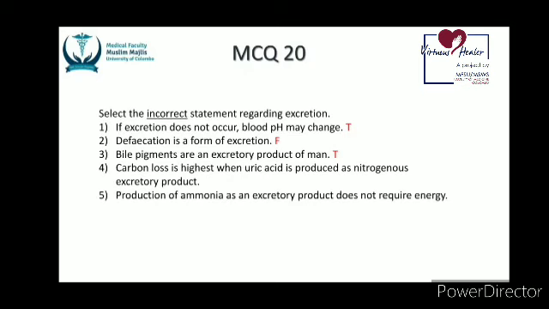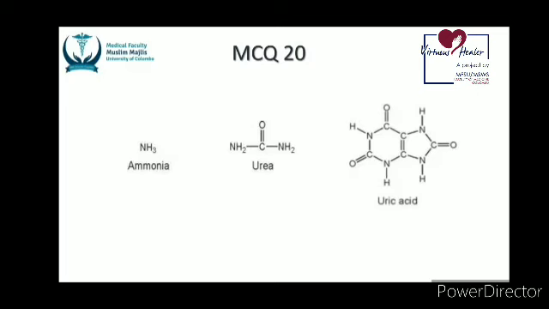Statement number 4, carbon loss is highest when uric acid is produced as nitrogenous excretory product. Now the first nitrogenous excretory product that is formed in any organism will be ammonia, and this ammonia will be then converted into urea or uric acid. We know that ammonia does not contain any carbon, so excretion of ammonia is not going to result in any kind of carbon loss. If we consider urea, now one molecule of urea contains one carbon atom. So excretion of urea as an excretory product is going to result in some kind of a carbon loss.